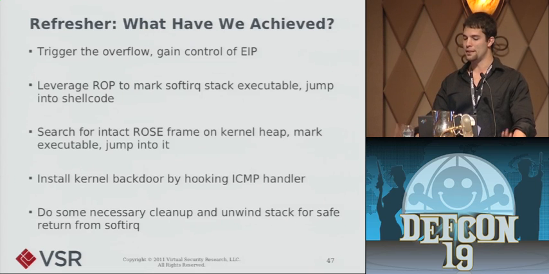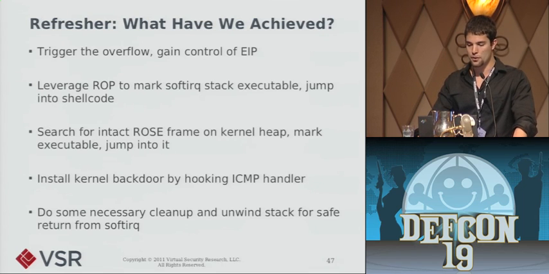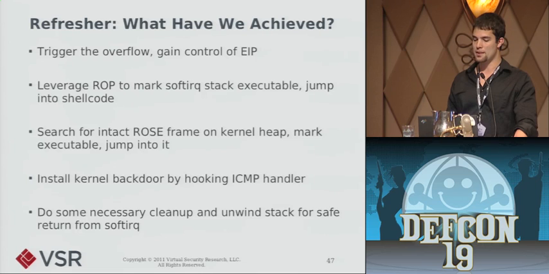So let's go over what we've done so far. And that's the end of the exploitation phase. At that point, if you send your exploit over, it installs its hook, and the kernel keeps running, and it would never notice anything happening. So what we've done so far: we trigger our overflow, gain control of the instruction pointer, and then we leverage return-oriented programming to mark the soft-IRQ stack where the overflow took place executable, and then jump into a shellcode stub on the soft-IRQ stack.